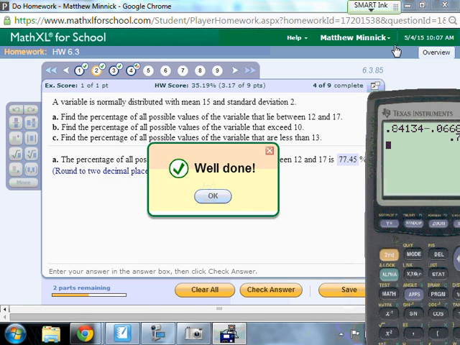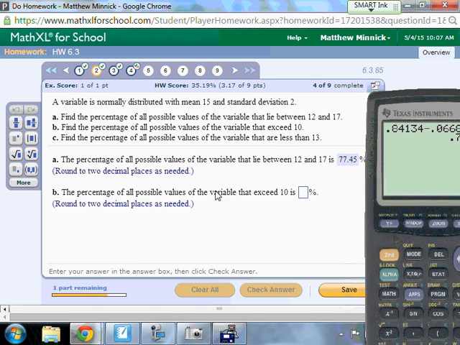Yay! All right. So the next one, it says the percentage of all possible values that exceed 10. So that's to the right of 10. So what I want to do on this one is find a z-score of 10. So a z-score of 10 is going to be 10 minus 15 over 2, which is negative 5 over 2, or negative 2.5. So let me go to the table.